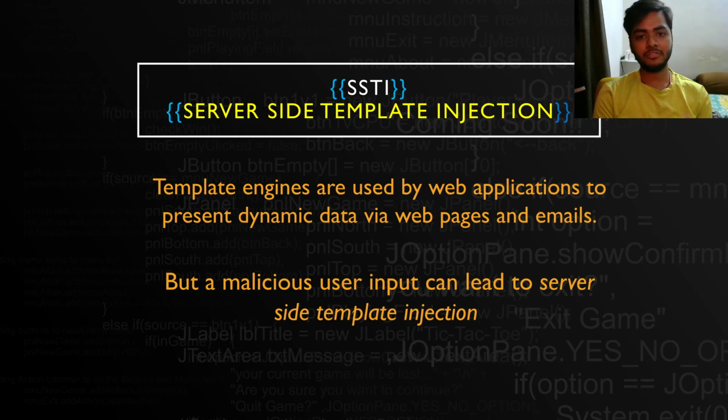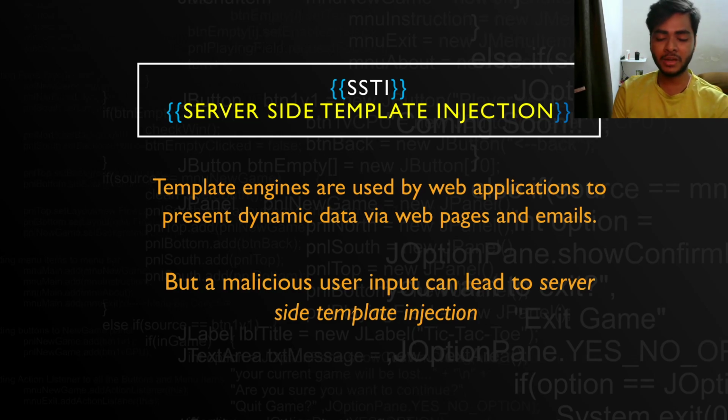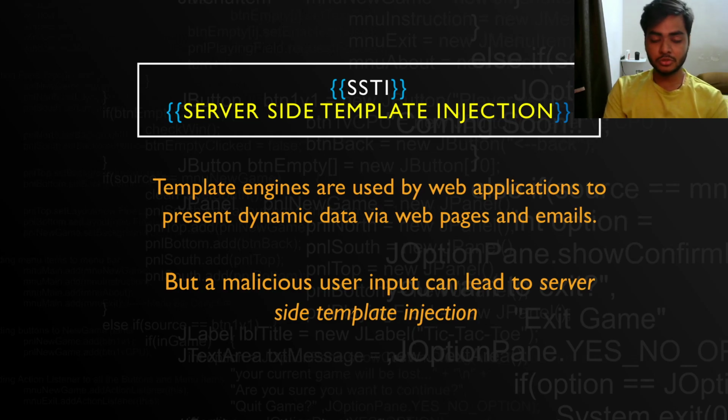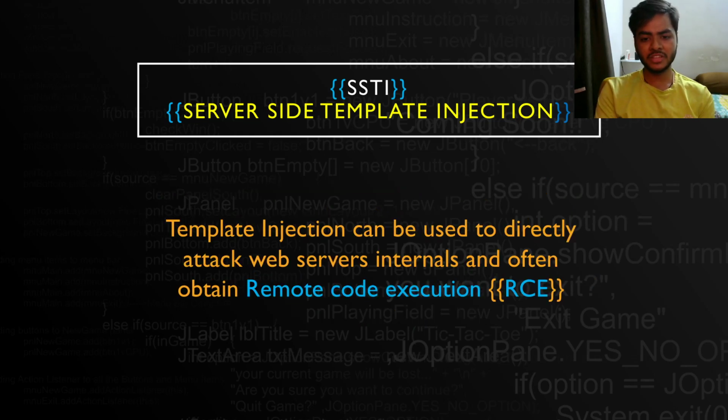But if that data is being controlled by the user, you might input something malicious, and you can actually get a reverse shell. Template injections can be used to directly attack web server internals and often obtain remote code execution, because these templates contain functions which help you execute commands, and you can directly call that function, input your commands and get a shell.